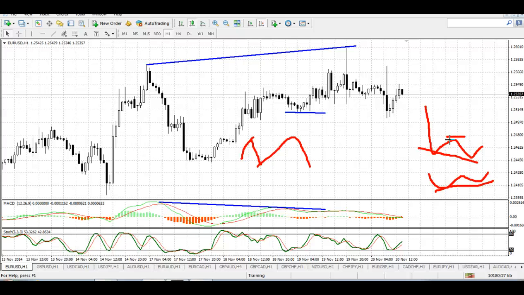We also, of course, have hidden divergence. I'm not going to get into that today. It's complicated. I will get into it later, but it's not that important. The most important thing, the basic thing we're talking about today, is being able to spot these two diverging points.